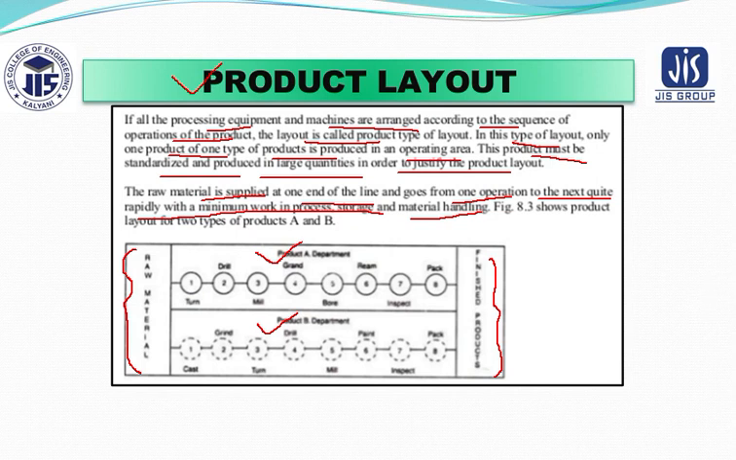Again I am repeating: product layout is where the processing equipment and machines are arranged according to the sequence of operations of the product. In this type of layout, only one product of one type is produced in an operating area, and this product must be standardized and produced in large quantities also.